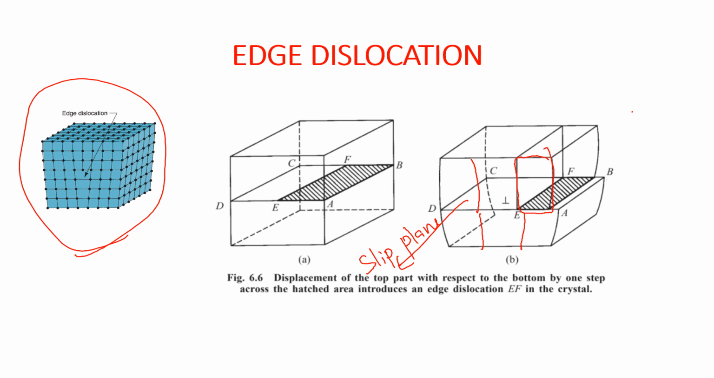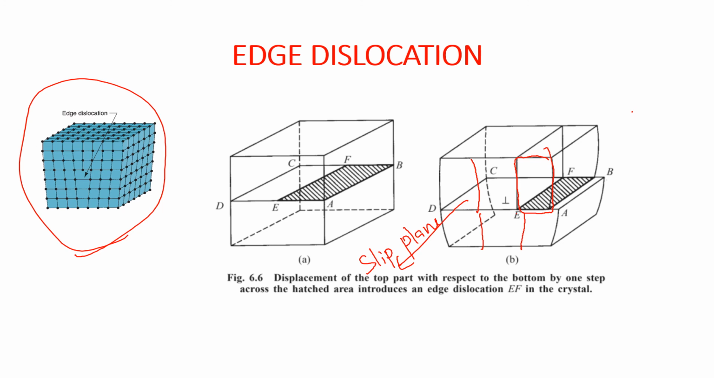The region ABEFE over which the displacement is done is called the slipped part of the slip plane, and the region EFCD over which displacement is not done is called the unslipped part of the slip plane. So the slip plane can be divided into two. One is the slipped portion ABEF or ABFE, and the unslipped portion EFCD or CDEF.